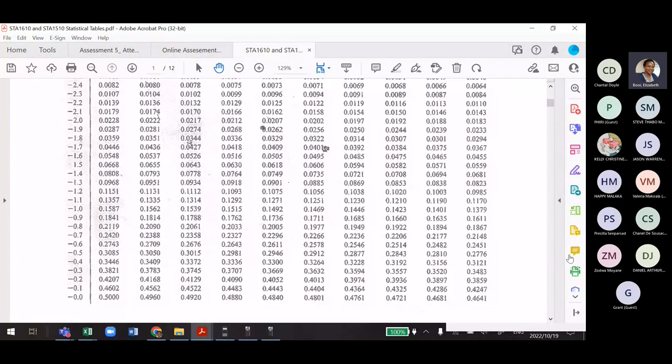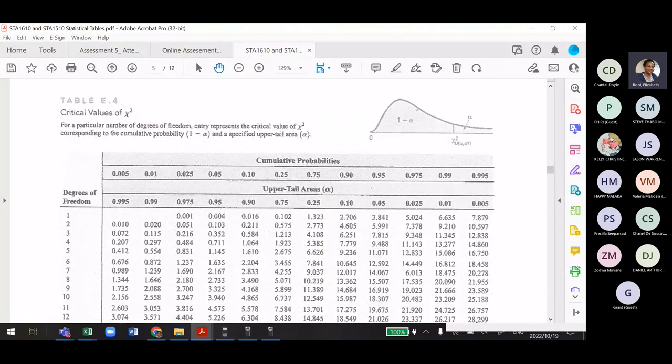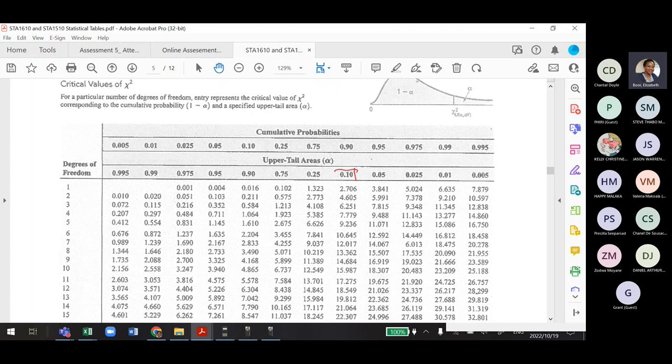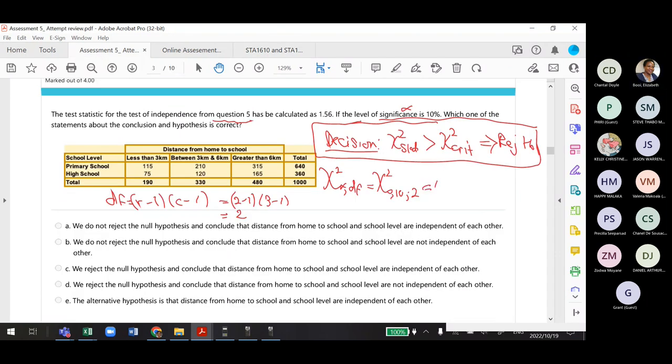Okay, so now we need to go to chi squared tests, critical values of chi, and there is critical values of chi. We need the alpha value and 2, where they both meet. So your critical value is 4.605. What we got, right? Now we need to make a decision based on that. So our test statistic is 1.57.